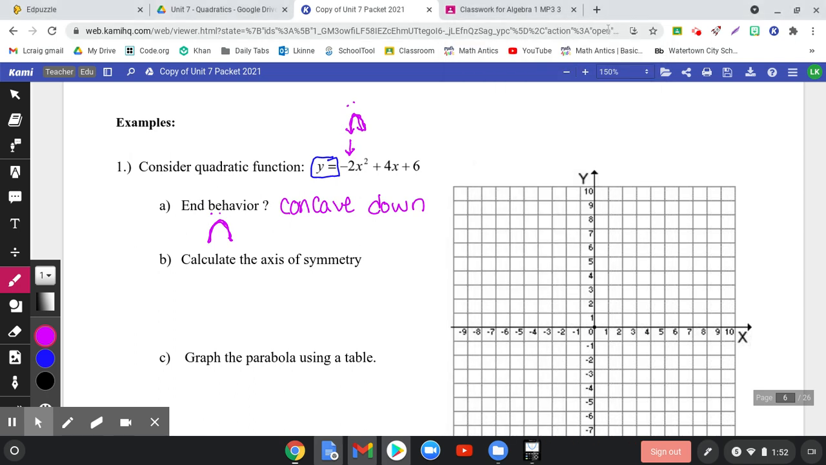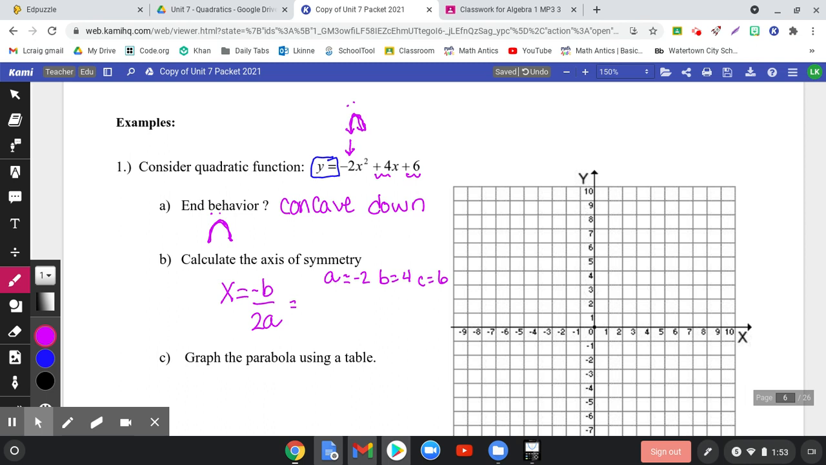But let's just practice calculating it. We're going to do lots of practice here. X equals negative b over 2a. Now go back up here. Our a is negative 2. Our b is positive 4. And our c, which we don't need for this, but it's important to know, is positive 6.